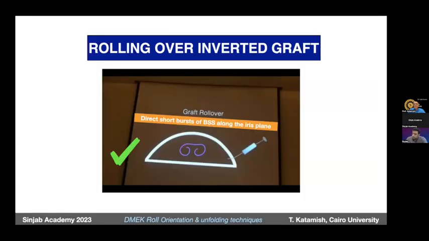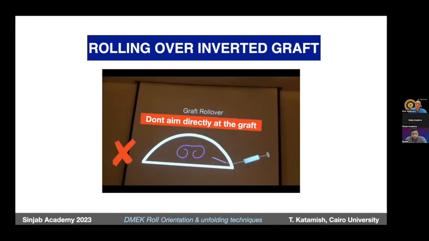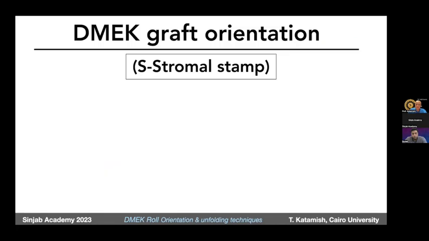If you have the graft inverted and you want to flip it to have the proper orientation, just inject a short burst of BSS along the iris plane to have this flipping action, as you see. Very short burst toward the iris plane. But be careful, if you just inject BSS toward the graft itself, it will push it to the angle of the anterior chamber and it will not flip it.